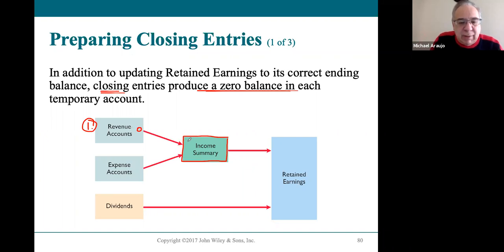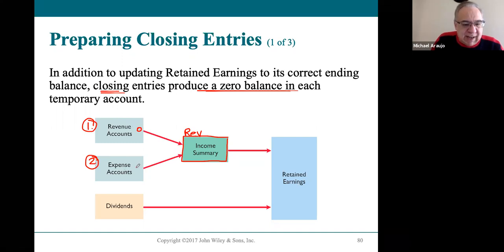We temporarily move the revenue amount into the income summary account temporarily. Again, this is simply a temporary account. So that's the first step. The second step here, as Aname was correct in putting the number 2 here, is to close every single expense account.